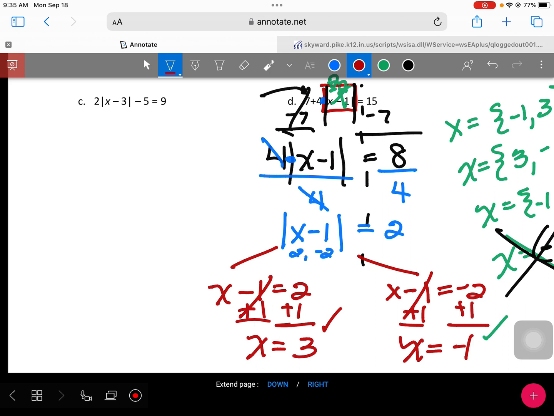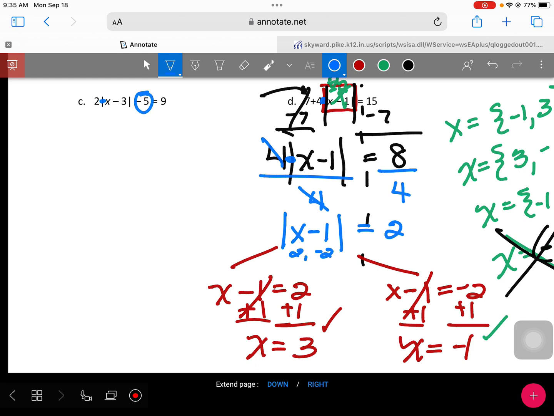So, plus 5, plus 5. So, 2 times the absolute value of x minus 3 equals 14. Remember, this is times. I do not want to distribute with an absolute value. We need to isolate it. So, divide by 2, divide by 2. And you're like, okay, I got it. Yep. Absolute value of x minus 3 equals 7.